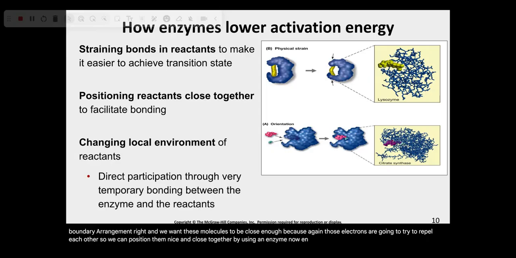Now, enzymes can also change the local environment of a reaction, right? So maybe there is a changing of an environment by temporarily bonding the enzyme to the reactants, right? Something is changing about this local environment to make this chemical reaction happen more efficiently.